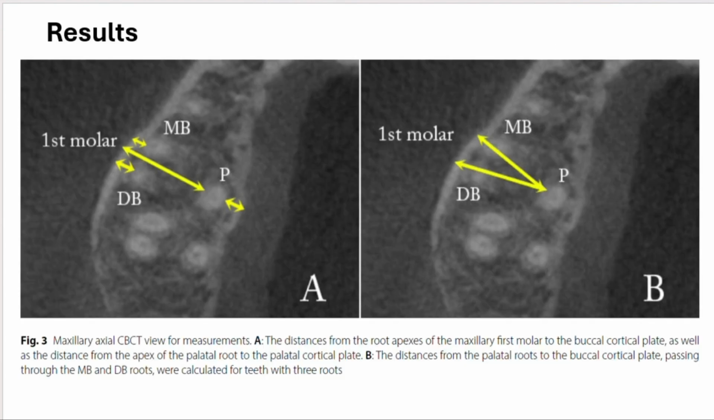For the results, of 500 teeth, 1,352 roots were evaluated. Buccal root obstruction 3 mm from the palatal root apex was present in almost all maxillary molars. When measured through the mesobuccal roots, the distance to the buccal cortical plate was significantly shorter than that through the distobuccal root in the first molars.